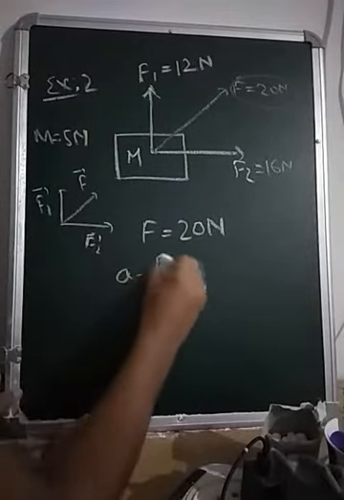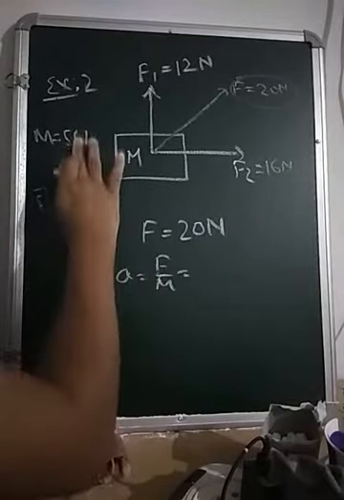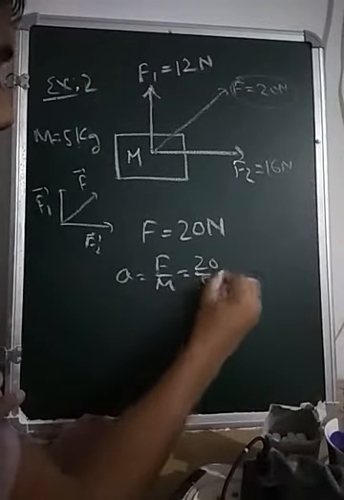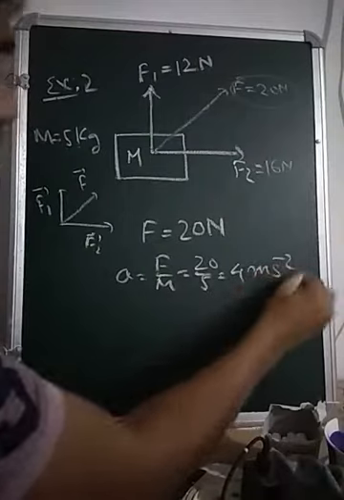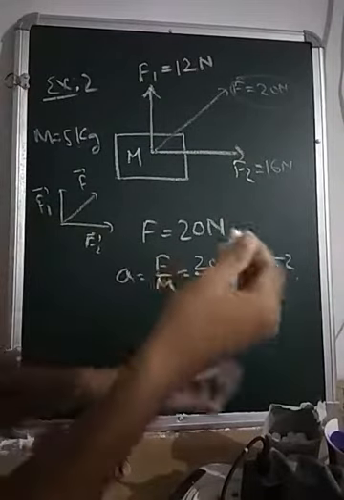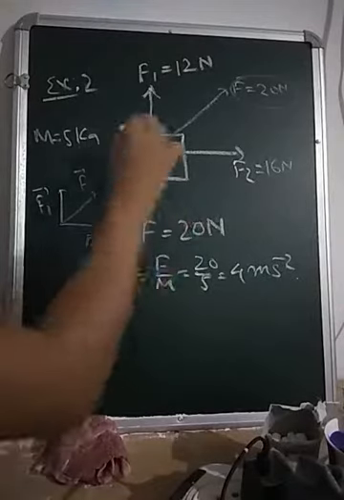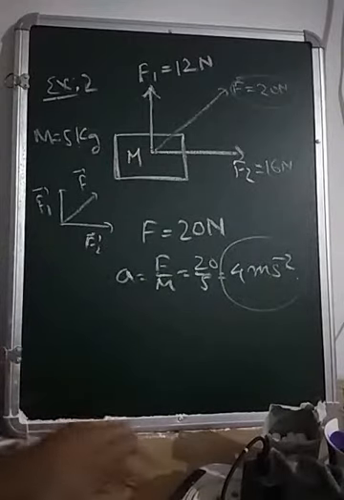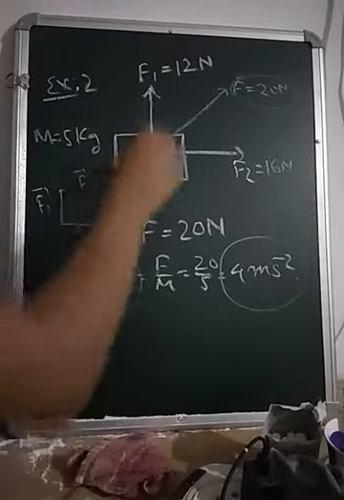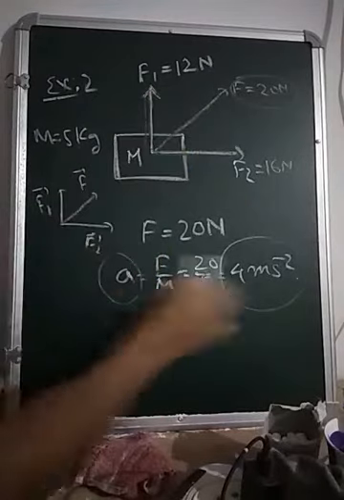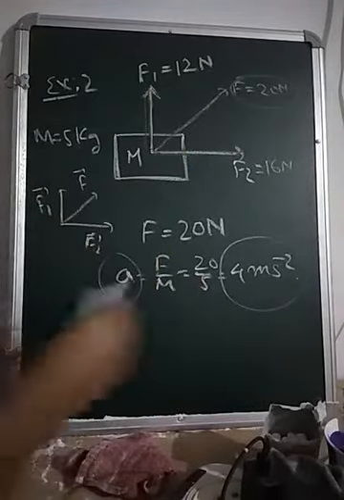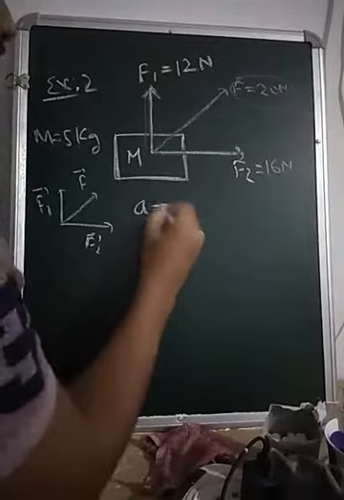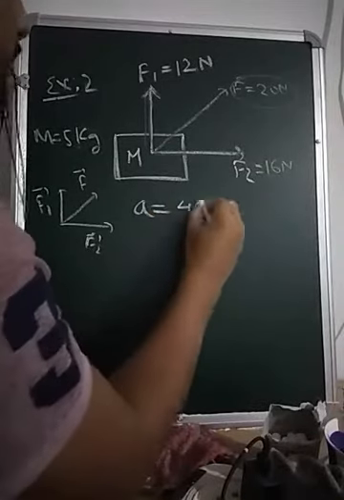So what will be the acceleration of this body? Acceleration is equal to F by m. The mass is 5 kg. So 20 by 5 is equal to 4. So the magnitude of the acceleration experienced by the body is 4 meter per second square. And this acceleration arises because of these two forces. Because of these two forces, this amount of acceleration is experienced by this body.